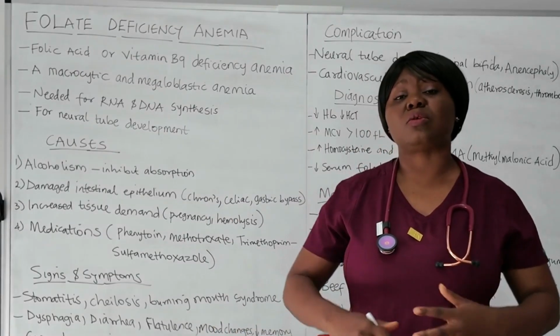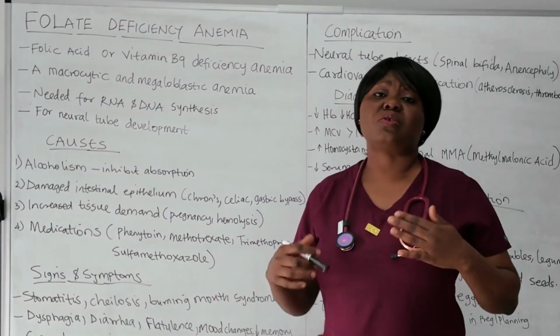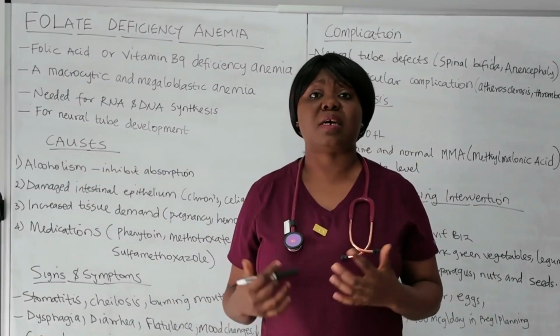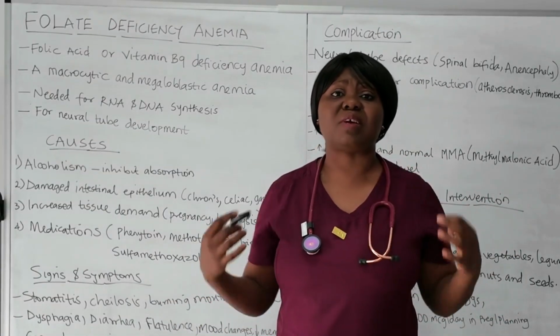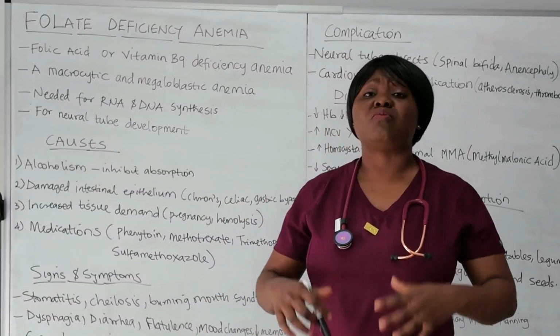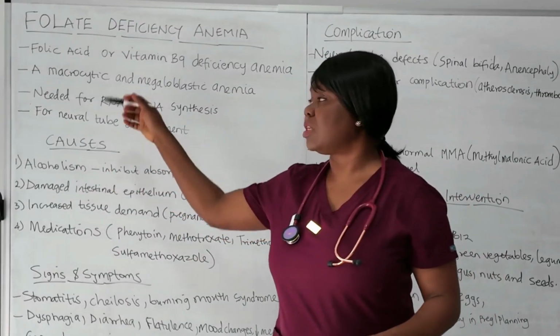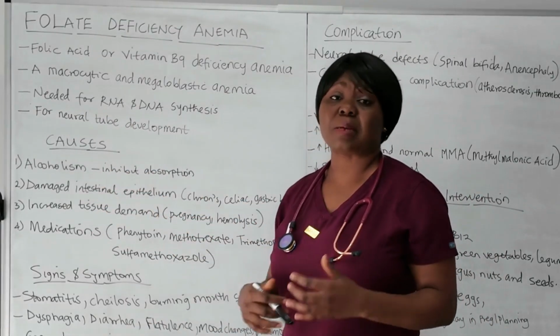Now let's look at the causes of folate deficiency. A major cause is alcoholism, because normally we get a lot of folate from our diet. We get it from food, we get it from fortified cereals, we get it from plant sources, even from some animal sources. But when somebody is a chronic alcoholic, it can result in folate deficiency because alcohol inhibits absorption of folate.